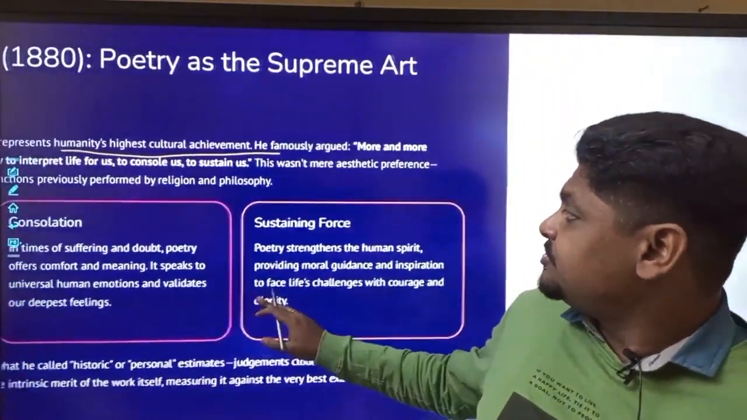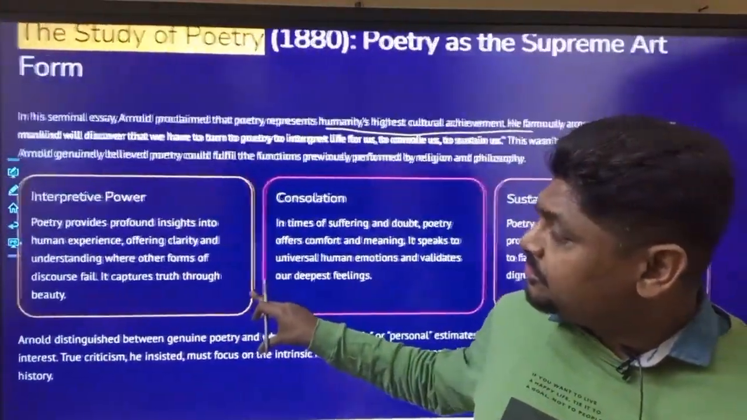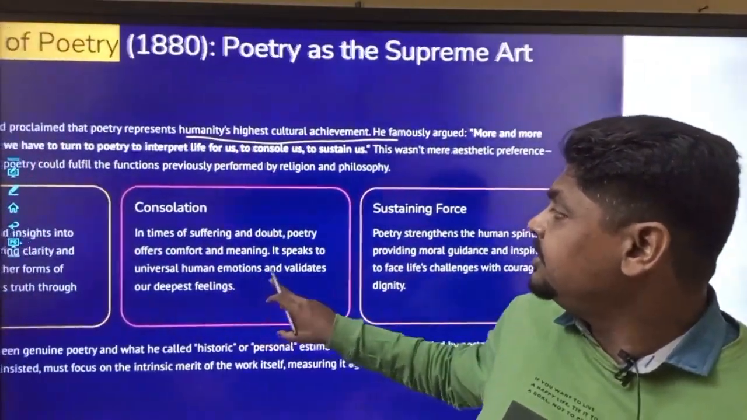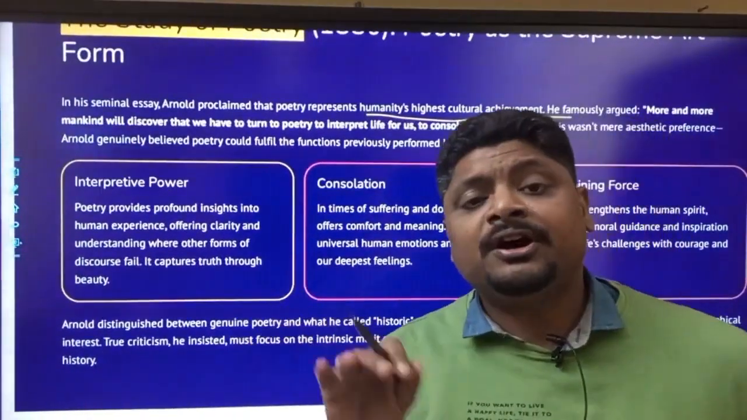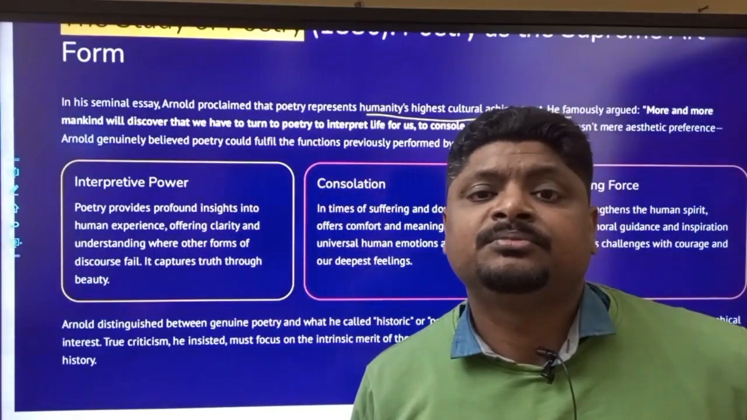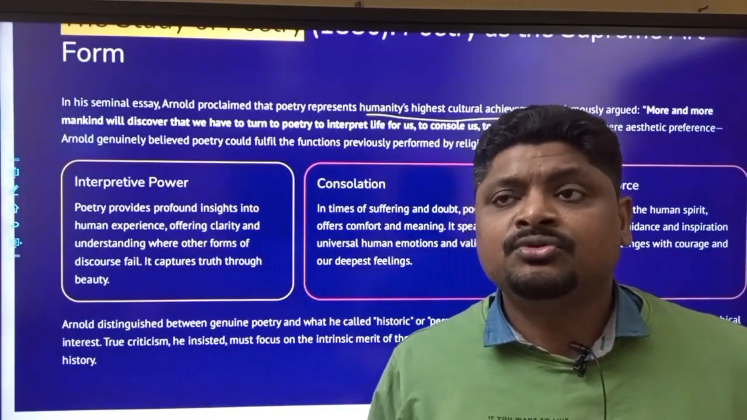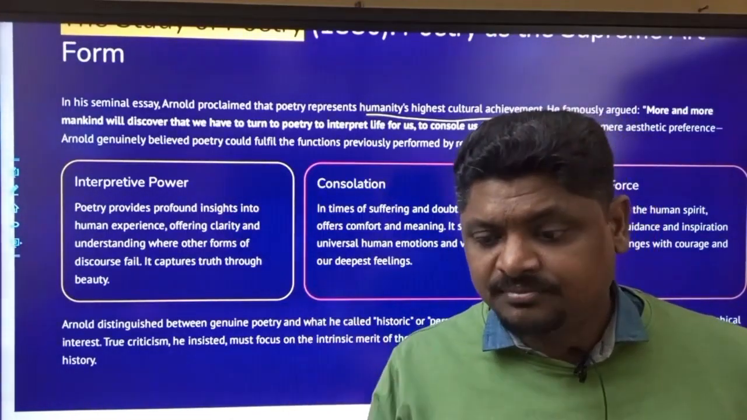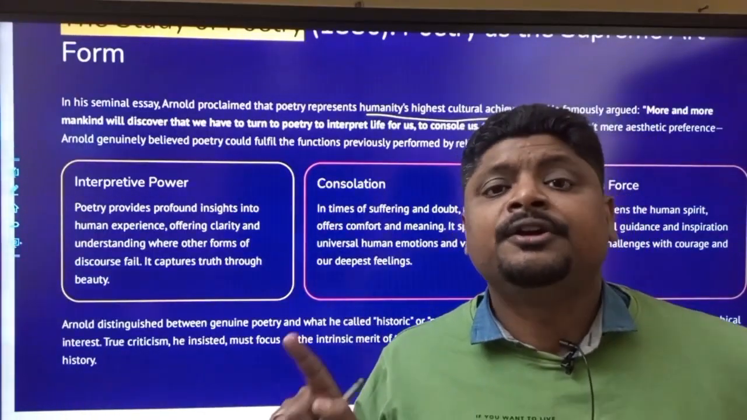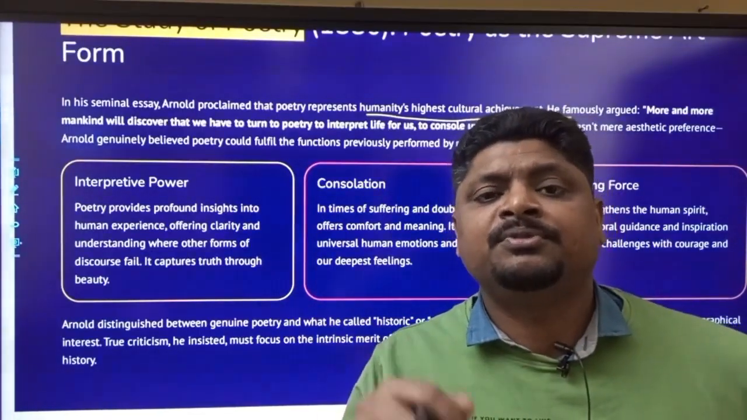Okay, this was not just a mere aesthetic preference. He genuinely believed poetry could fulfill the functions previously performed by religion and philosophy. So Arnold considers poetry at the superior position. Poetry is first, religion and philosophy come in the second position. Which comes in the first position for Arnold? Poetry, not religion, not philosophy. Poetry is the supreme art form.